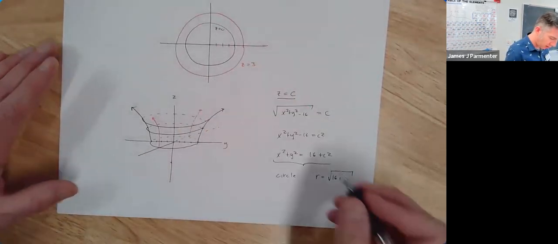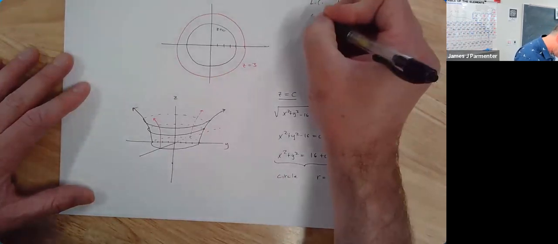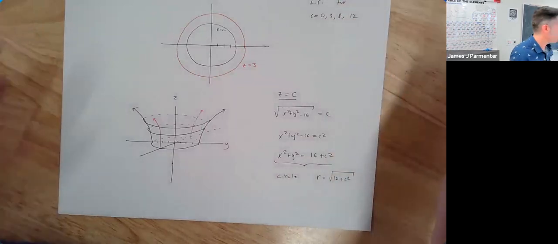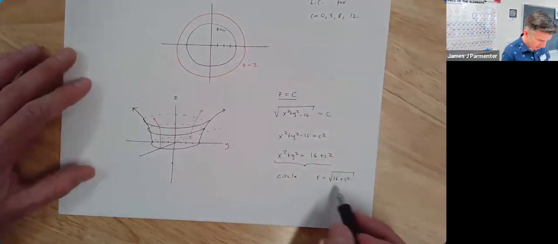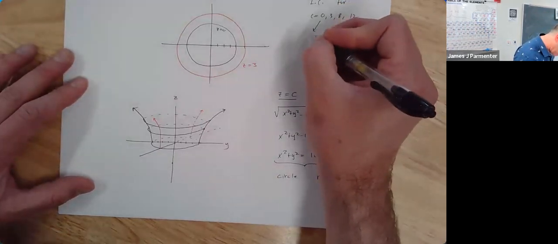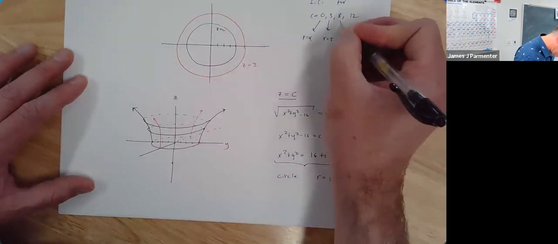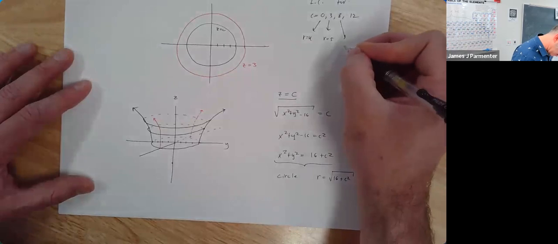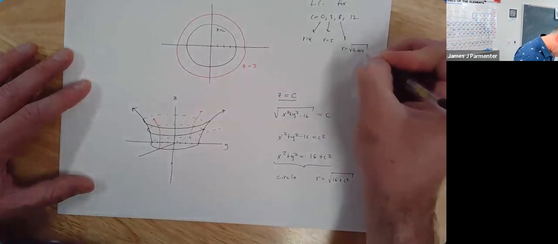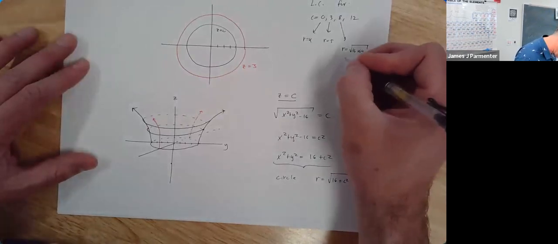So let's say I wanted to find level curves for c equals 0, 3, 8, and 12, just for the heck of it. Then I would use this and say, okay, well, I know for c equals 0, my radius is 4. For c equals 3, my radius is 5. For c equals 8, my radius is going to be the square root of 16 plus 64, which is 80, which is almost 9, right? The square root of 80 is just slightly less than 9.